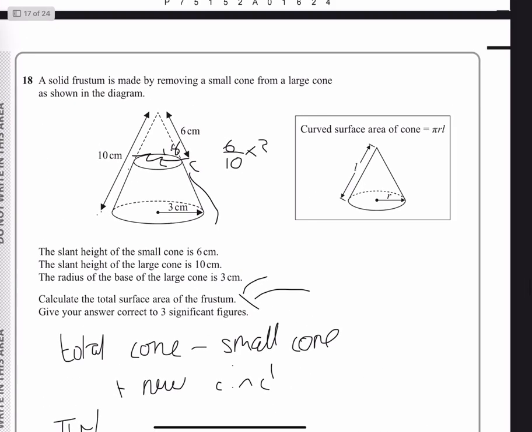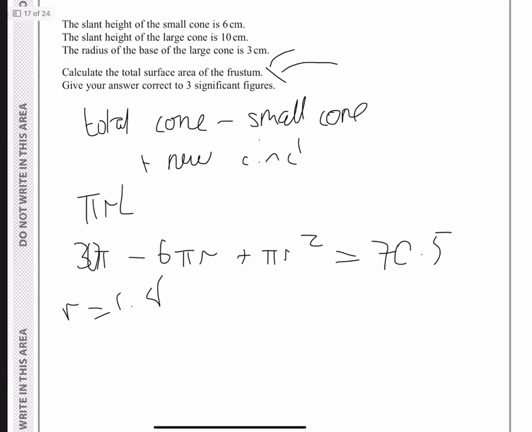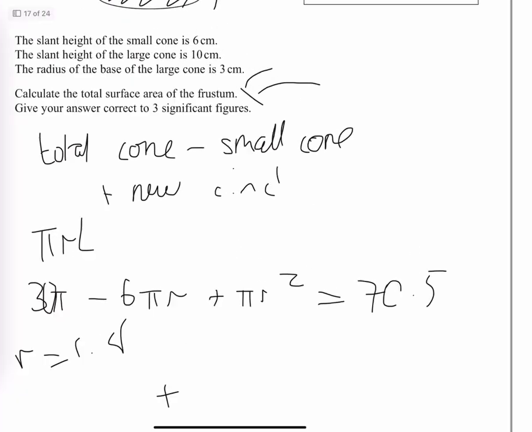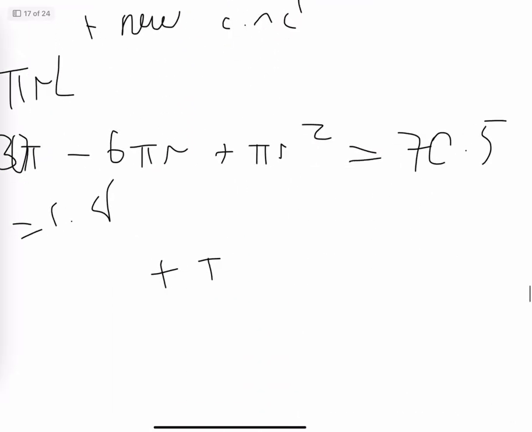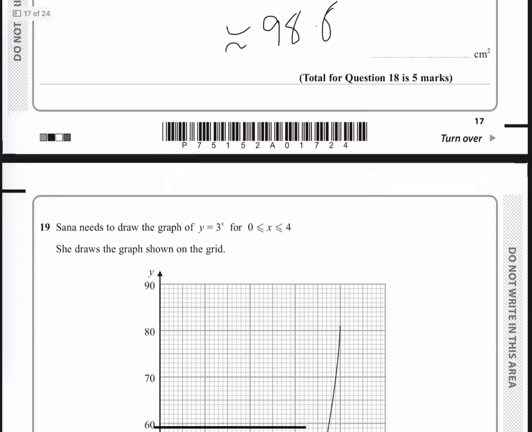Except, will it? No, it won't, because we have also forgotten about the bigger bit at the bottom, which is still there. So we then need to add on our pi r squared from the bottom, which they say is 3 centimetres. So that's plus 9 pi, essentially, because of pi r squared. So add on a 9 pi. And that gives us 98.77, which is about 98.8 to 3 significant figures.